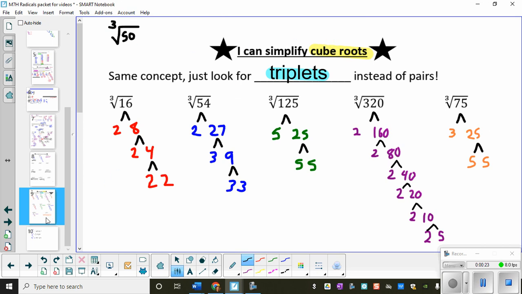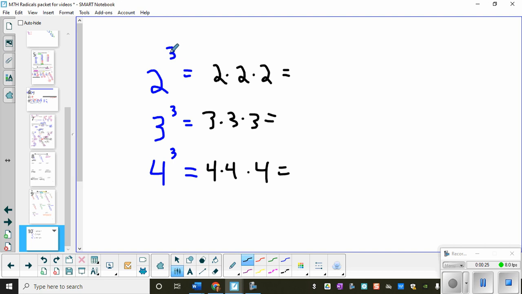Now, before I do anything on this page, I just wanted to remind you guys about the exponent of 3. If you were to see a 2 cubed, that means you're doing 2 times 2 times 2, which is going to be an 8. If we saw a 3 cubed, that's 3 times 3 times 3. 3 times 3 is 9, times 3 again would be a 27. And if we had 4 cubed, 4 times 4 is 16, and 16 times 4 is 64.